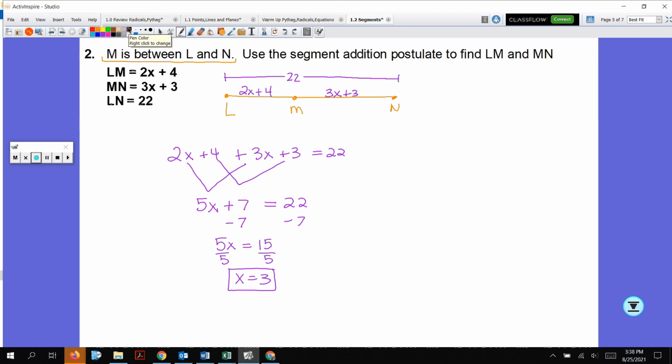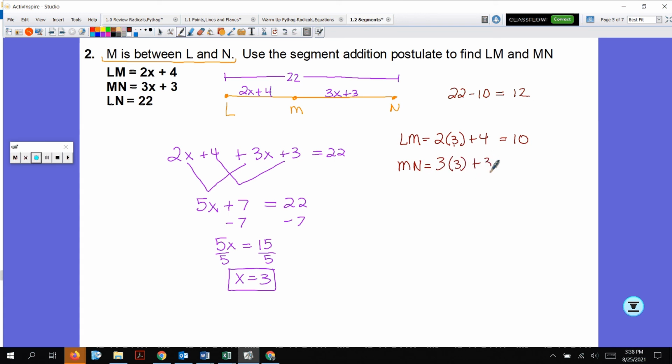So LM is equal to 2 times 3 plus 4. Well, 2 times 3 is 6, plus 4 is 10. If I know that LM is 10, and this whole thing is 22, I can subtract. I can say 22 minus 10 is equal to 12. Or I can plug it back into MN. Choices, man. That's why I like math. Math is all about some choices, right? You still get the same value.